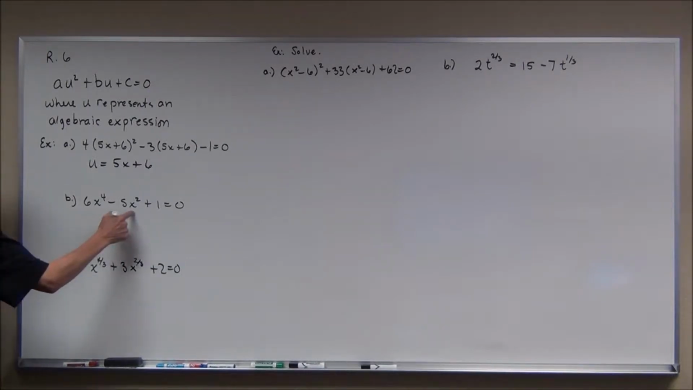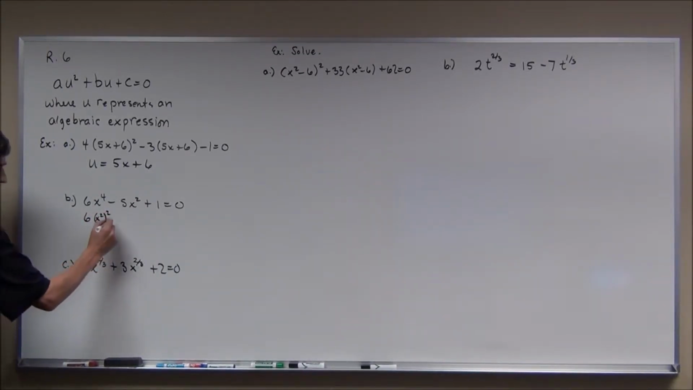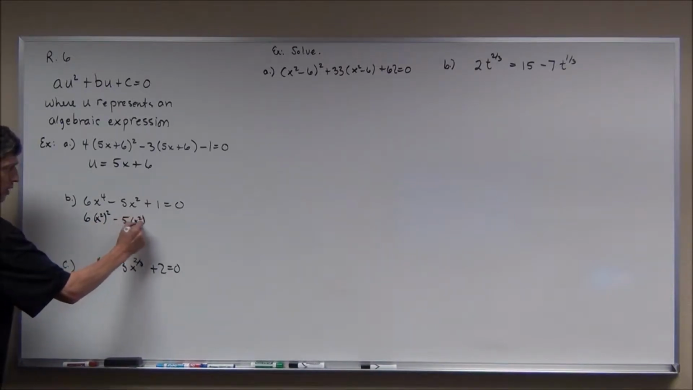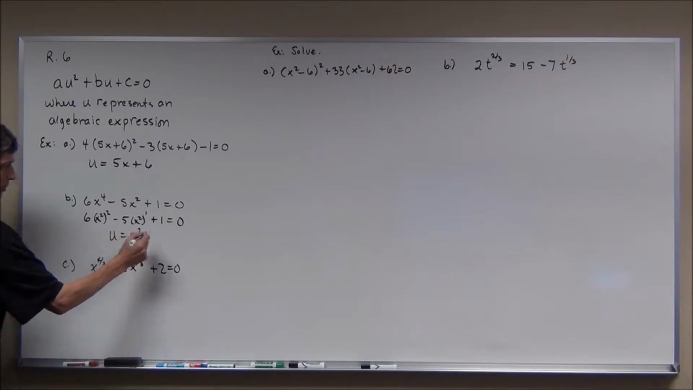Now here, do you notice what we have? We have the variable x, but we don't have x squared and x to the first. We have x to the fourth and x to the second. So this is a little bit like x squared squared minus 5 times x squared to the first plus 1 equals 0. u is x squared.